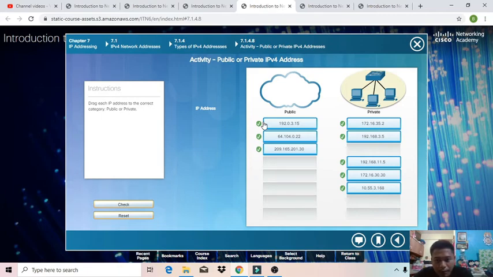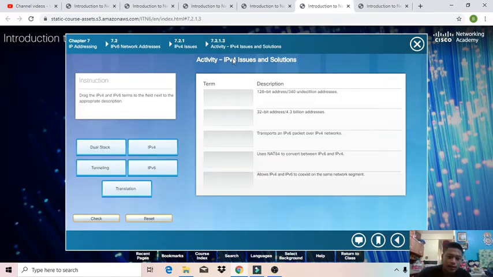They show the public and the private IPv4 addresses. This is the public IPv4 address and this is the private IPv4 address. Next activity, entitled IPv4 Issues and Solutions. In this activity, the instruction is drag the IPv4 and IPv6 terms to the field next to the appropriate description. So the scenario is drag the correct component to its description.